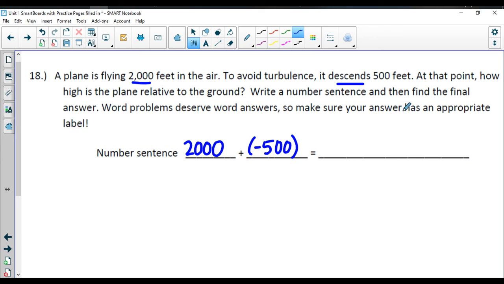Write a number sentence and then find the final answer. Word problems deserve word answers, so make sure your answer has an appropriate label. 2,000 plus a negative 500 is going to give you a positive 1,500, and your label should be feet above the ground. Because it's a positive answer, you're still flying above the ground, which is a good thing.